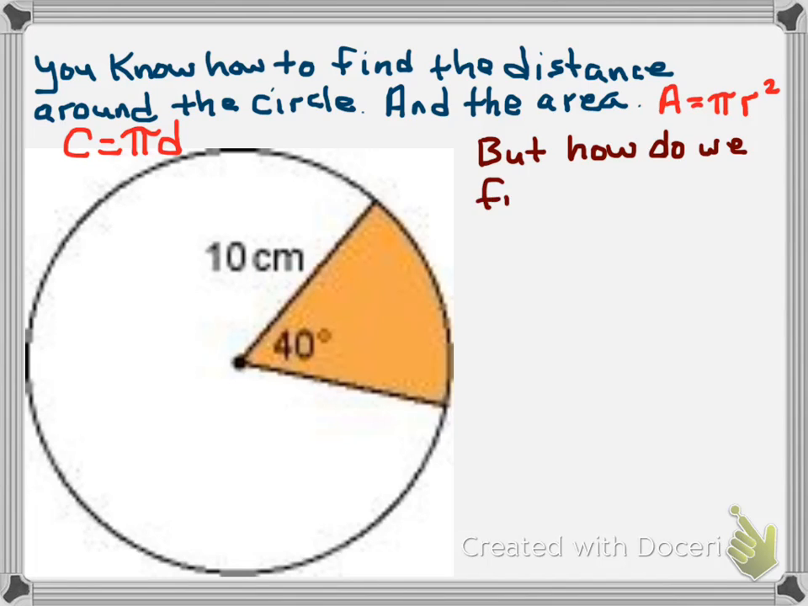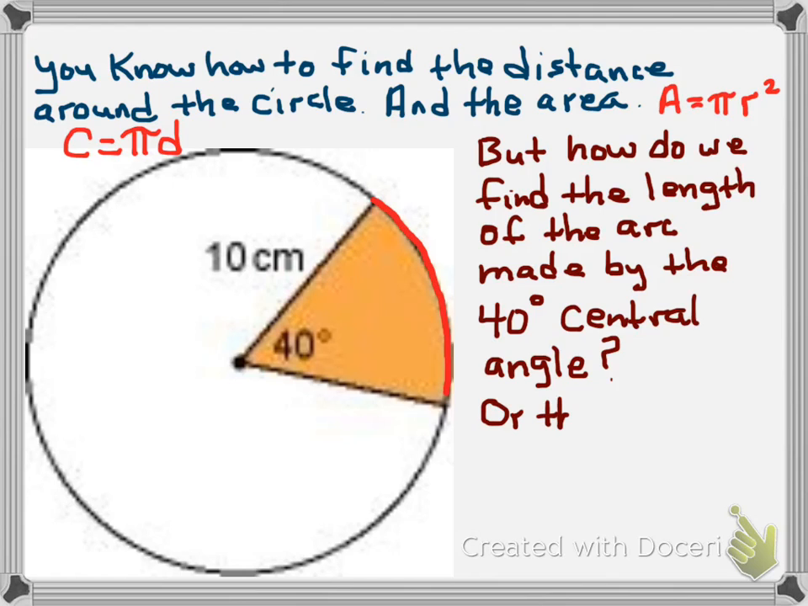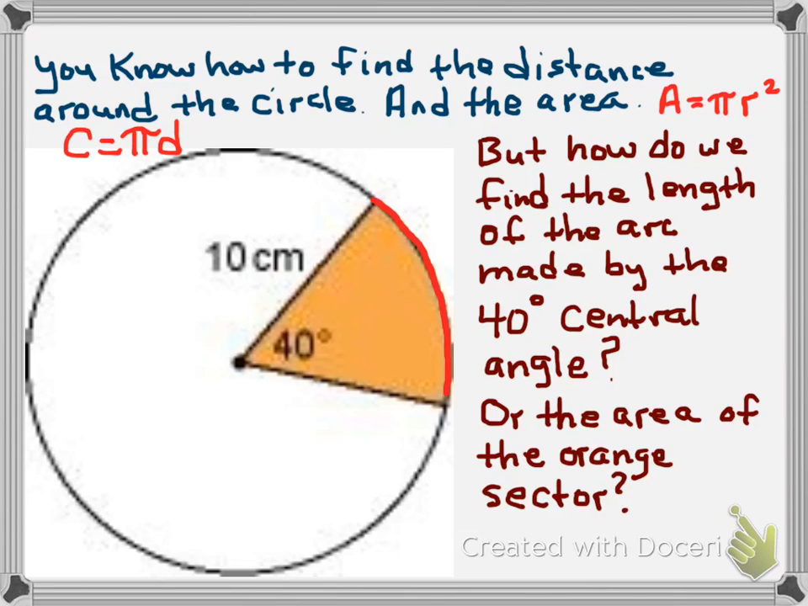But how do you find the length of the arc that is created by this 40-degree central angle? Or how do you find the area of the orange-colored sector in this example? Well, in this lesson, we're going to learn how to do both.